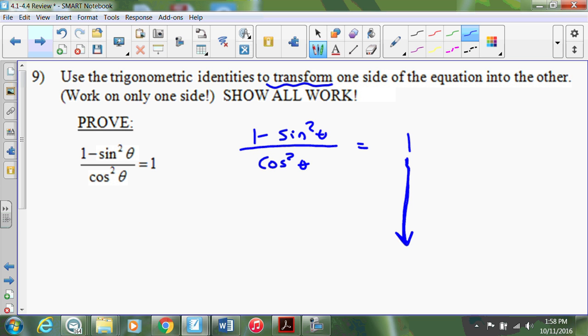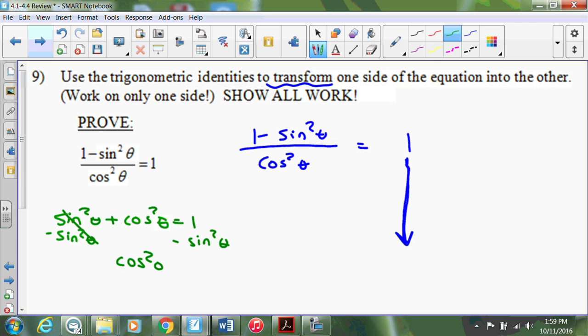So here we go. The only thing that I can turn to on my identity sheet that has sine squared in it is sine squared theta plus cosine squared theta equals 1. So that's the only thing I can turn to, then I'm going to use it. And I noticed, wait a minute, if I went ahead and subtracted sine squared theta from both sides, look what I would get. I would get cosine squared theta equals 1 minus sine squared theta.